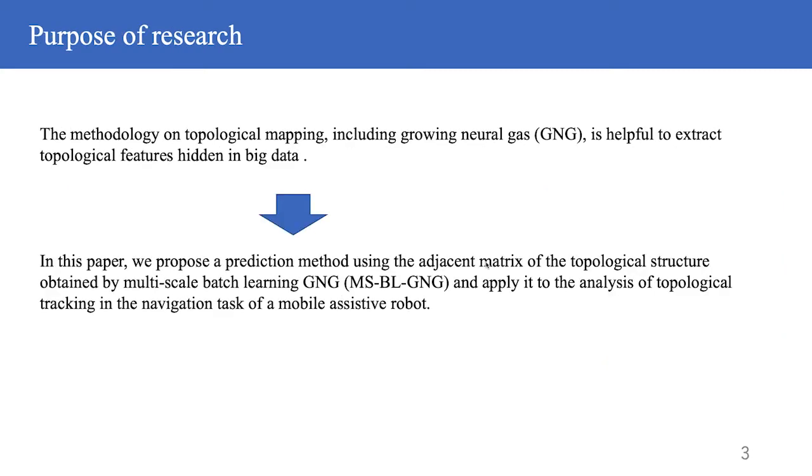The methodology on topological mapping, including growing neural gas, is helpful to extract topological features hidden in big data. We can apply the obtained topological structure to inference, search, and prediction based on graph theory and network science. In this paper, we propose a prediction method using the adjacent matrix of the topological structure obtained by multi-scale batch learning growing neural gas and apply it to the analysis of topological tracking in the navigation task of a mobile assistive robot.